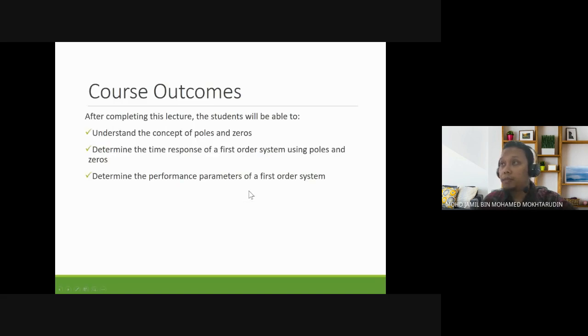After completing this lecture, students, you will be able to understand the concept of poles and zeros, determine the time response of a first order system using poles and zeros, and then determine the performance parameters of a first order system. Firstly, we will look at what are poles and zeros.